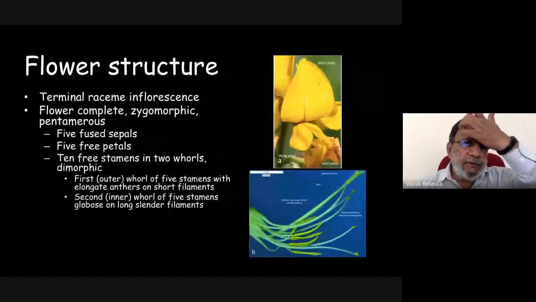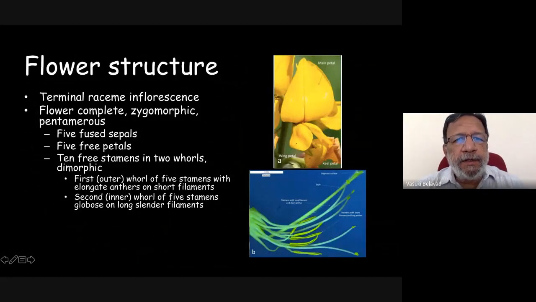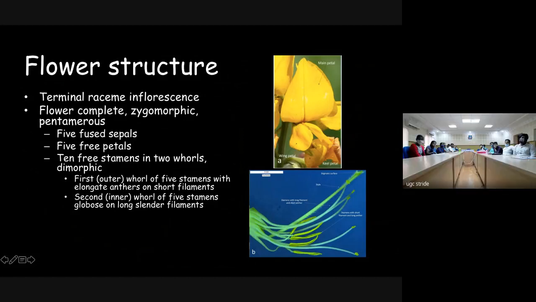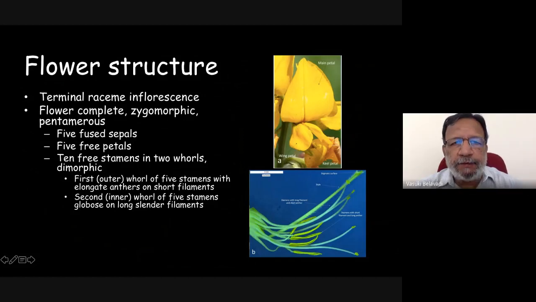Now, when you come to the flower structure, it is a terminal racemose inflorescence. Flowers are complete, zygomorphic, pentamerous, with 5 fused petals and 10 free stamens in 2 whorls. So this is an interesting thing. The stamens are in 2 whorls, they are dimorphic, of different sizes. The first, or outer whorl, has 5 stamens with long anthers on short filaments, which we call short stamens. And the second is the whorl of 5 stamens with globose anthers on long slender filaments, which we call long stamens. So you have 2 sets of stamens, long stamens and short stamens, at two heights.